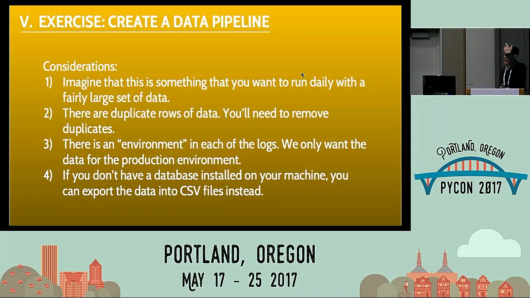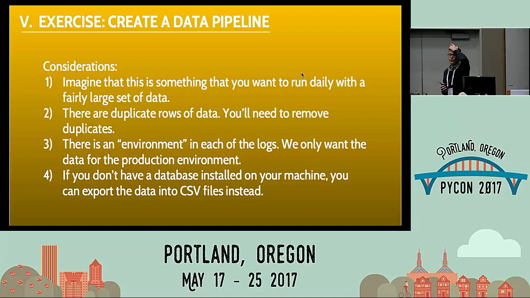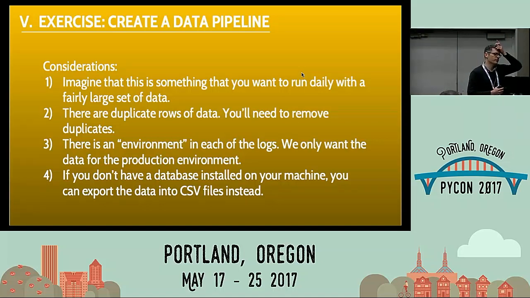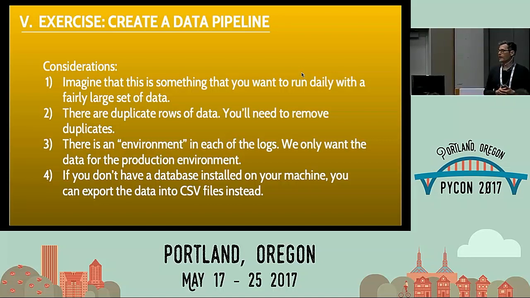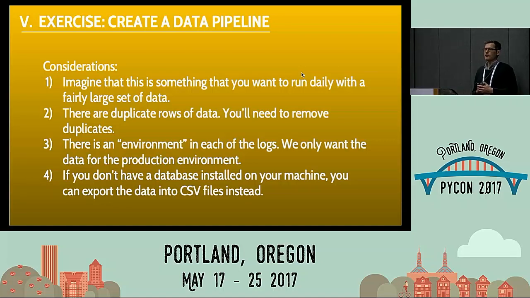Here's some things to think about. Let's imagine that this is something that you want to run on a daily basis. You're getting new users visiting new pages every day, so you want to be able to run this daily. So we're going to use some of the parameterization that we looked at. And then another thing to think about is that there are some duplicate rows. Sorry, the process of saving these files isn't very trustworthy, and so you have some duplicate rows of data that you're going to need to remove. I mentioned the environment. We don't care about stage data. We just want to know about production data. So you're going to need to filter the environment out.